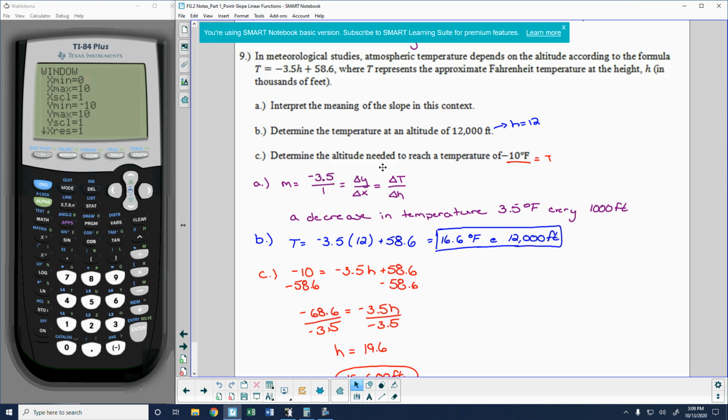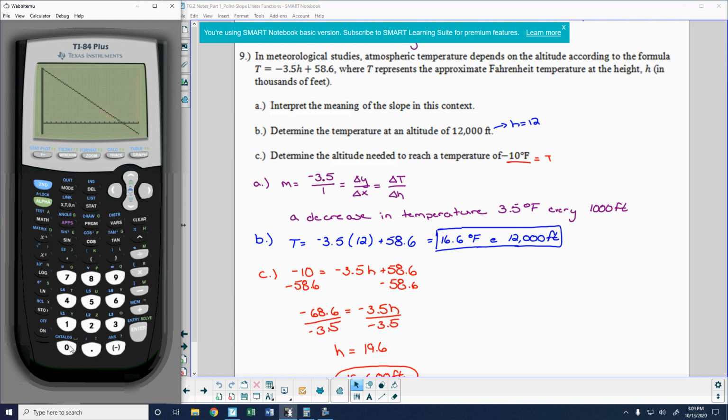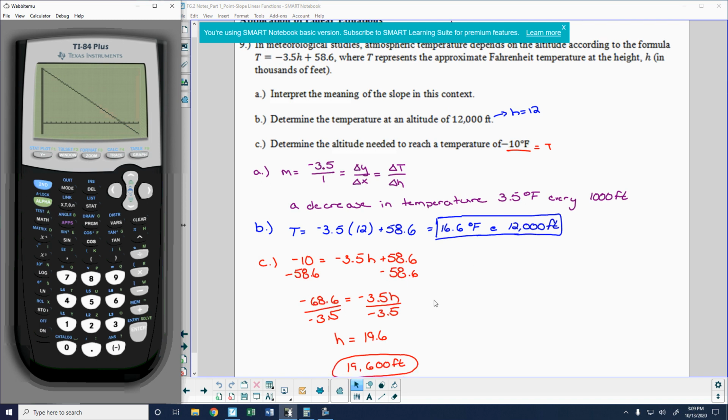We know that the x max needs to be at least 12, probably higher than 12, because in this place, again, x is the h, and to answer question B, h has to be at least 12. So let's go higher than 12. Let's go ahead and make this 20. And then let's hit the zoom key and go down to 0. What this is going to do is fit the graph to an x value of 20.